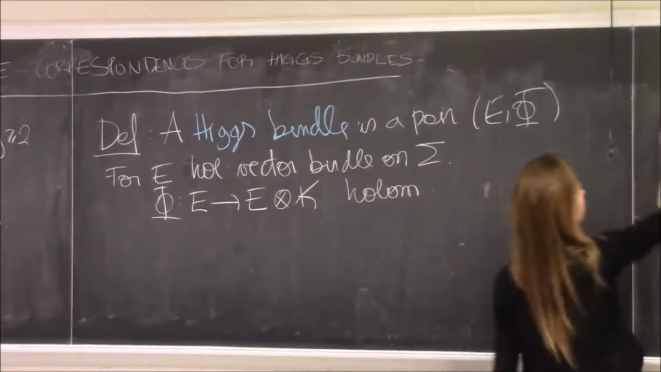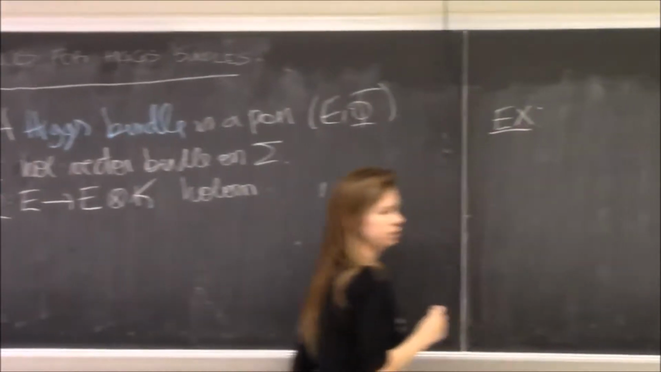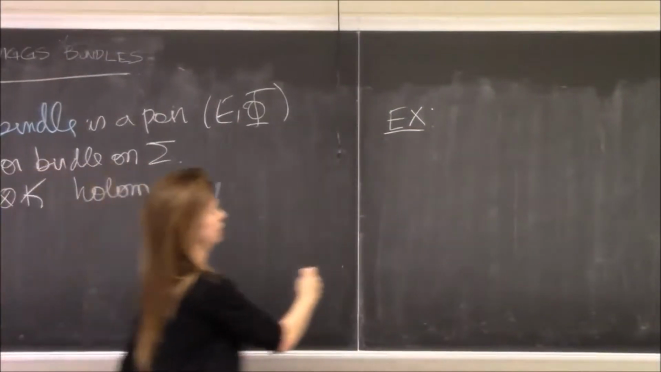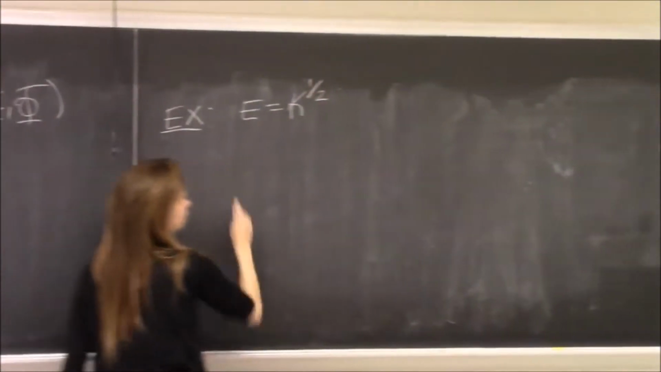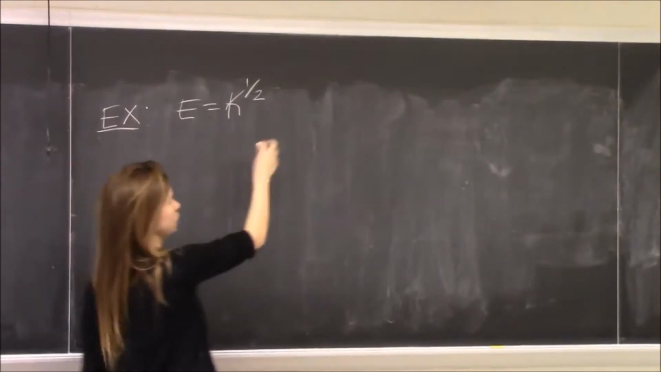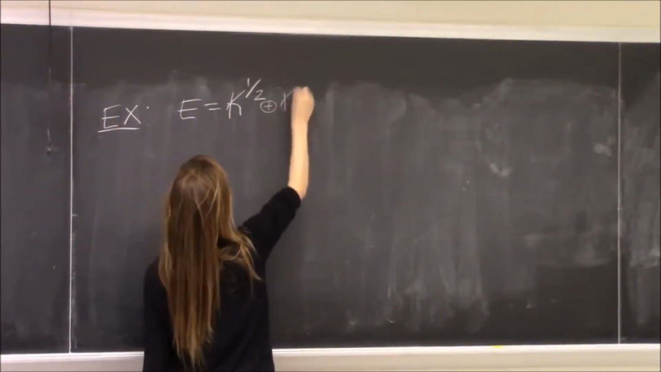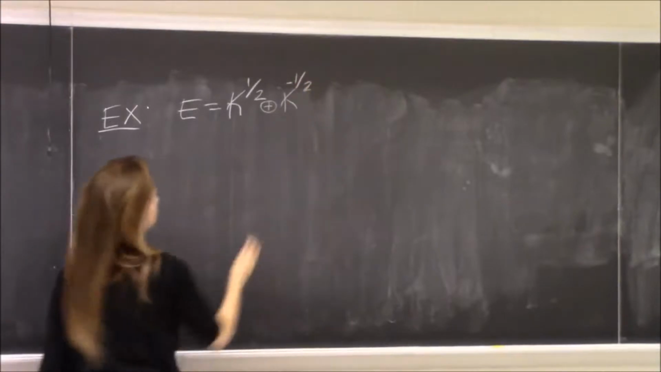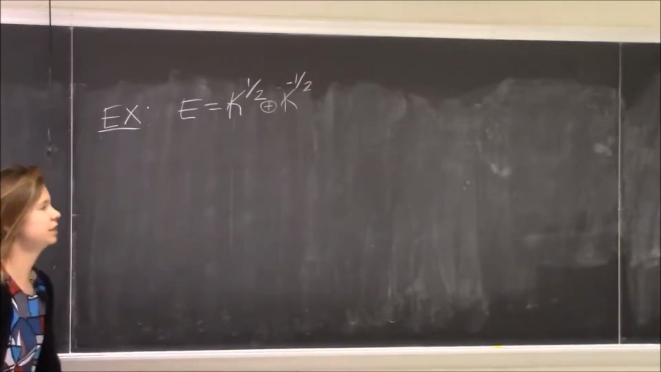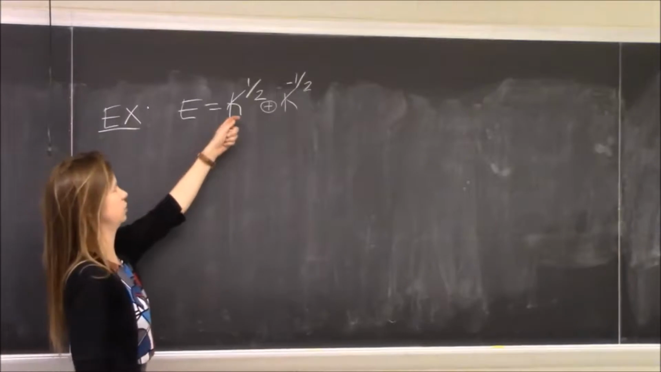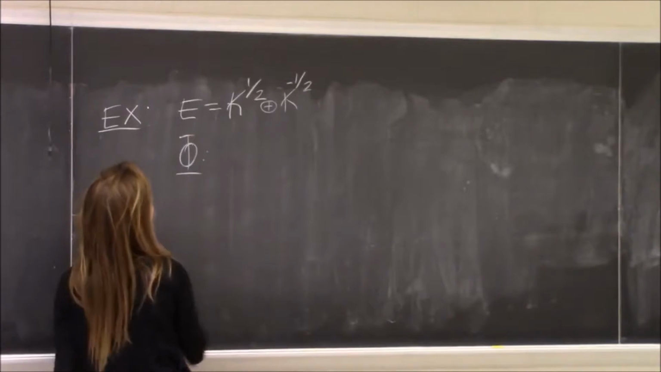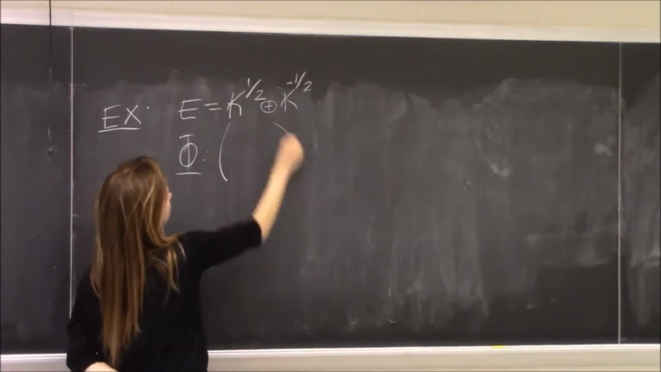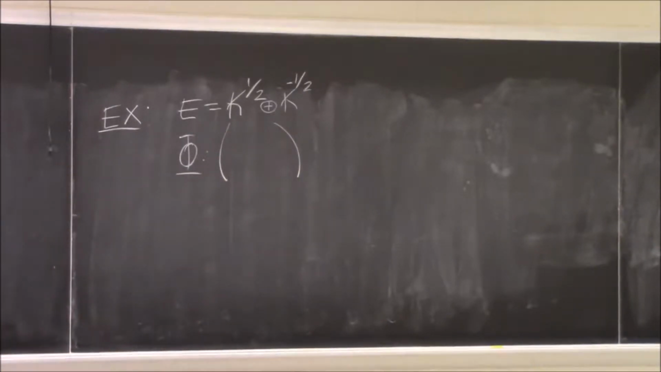An example, the classical example that we want to keep in mind when thinking about these matrices, is the following. Just take your E, choose the square root of your canonical bundle. This canonical bundle has degree 2g minus 2. We can choose a square root, one of the 2^(2g) choices, and we can sum it with its dual. Now we construct a Higgs pair by taking phi. We said it was a matrix that sent a rank 2 vector space to a rank 2 vector space over each point of the surface.